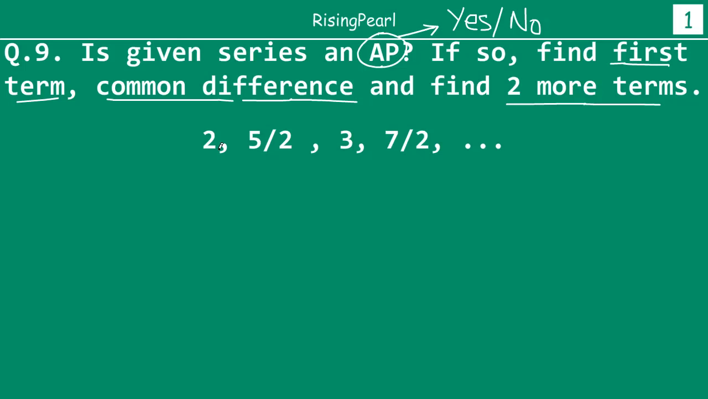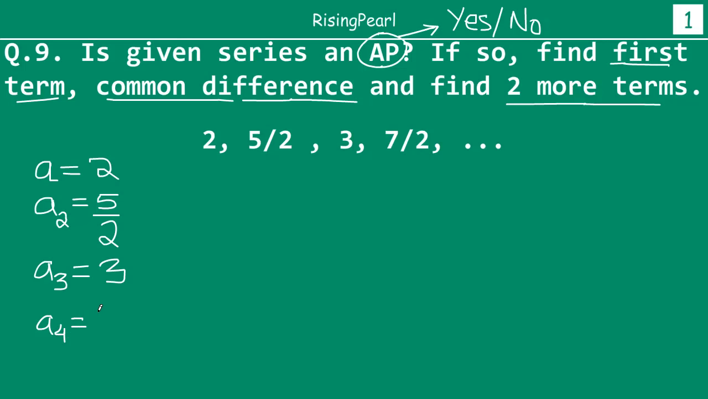So the first series is given like this. What we know is that A, which is the first term, is 2, which is given. A2, which is the second term, is 5 by 2. The third term is A3, that is 3. And the fourth term, which is A4, is 7 by 2.